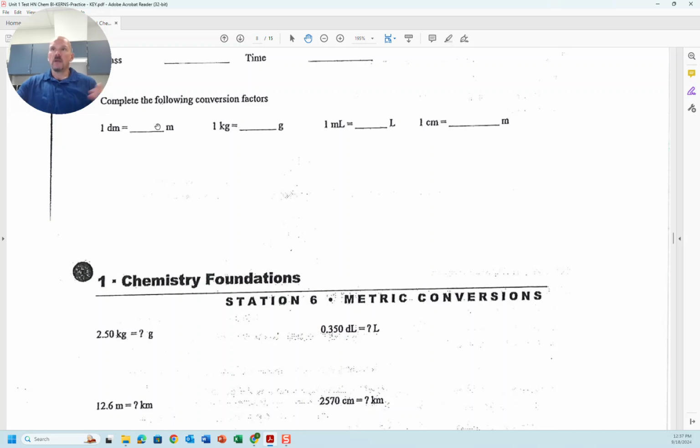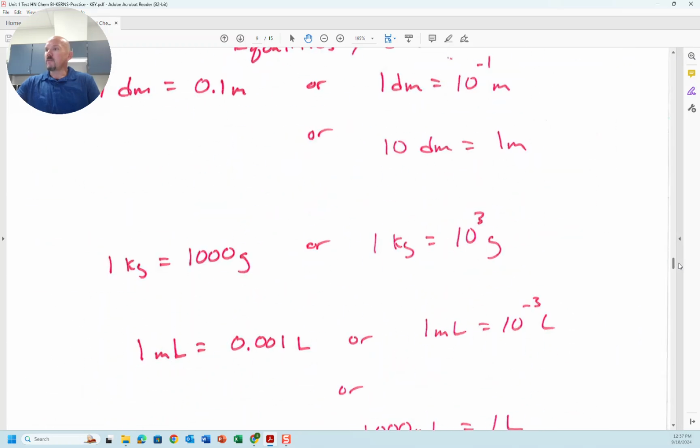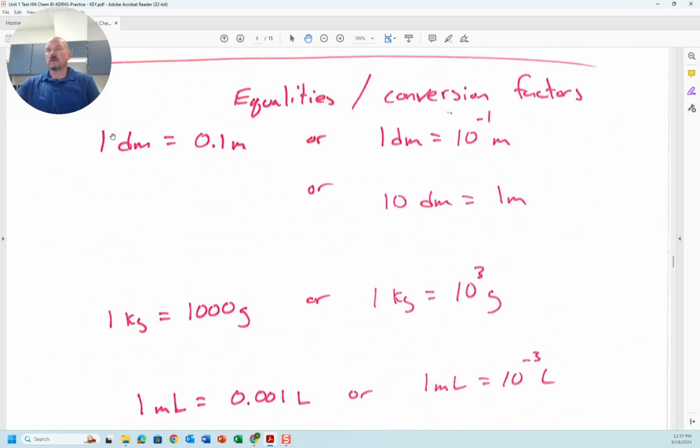It just depends on whether I am going from decimeters to meters or meters to decimeters, which ratio I am going to use. I kind of have them written down a few different ways. You should know that deci means 1/10 of something, so a decimeter is 1/10 of a meter. So 1 decimeter equals 0.1 meters.